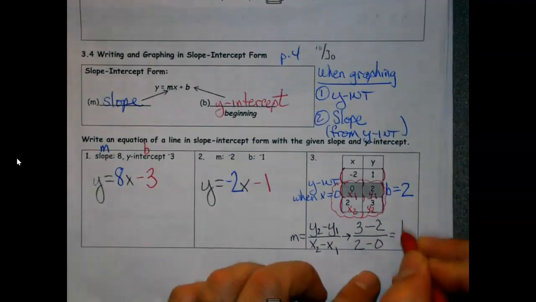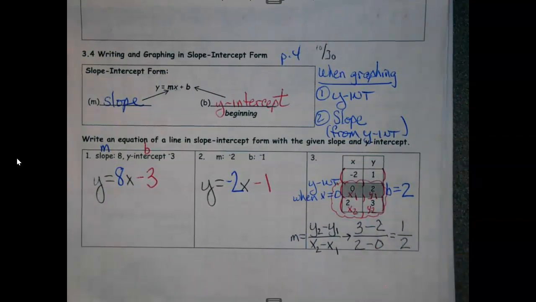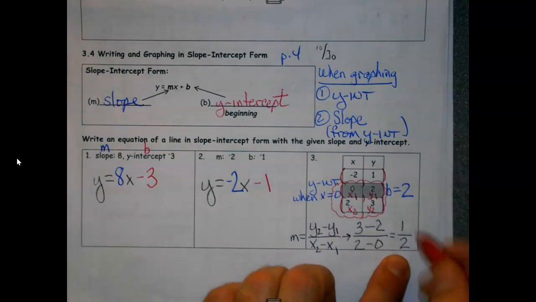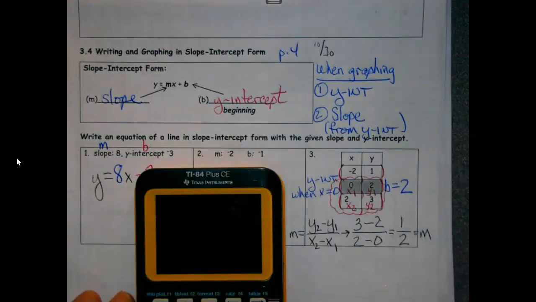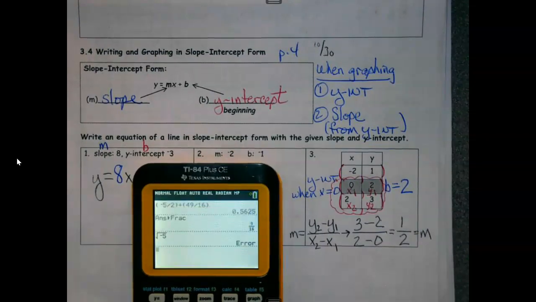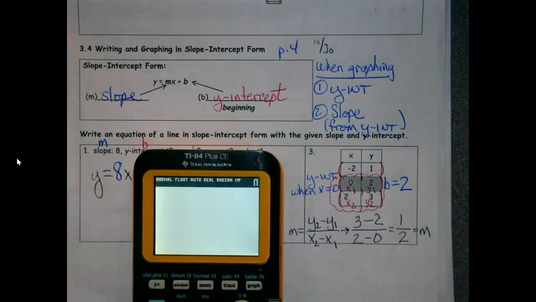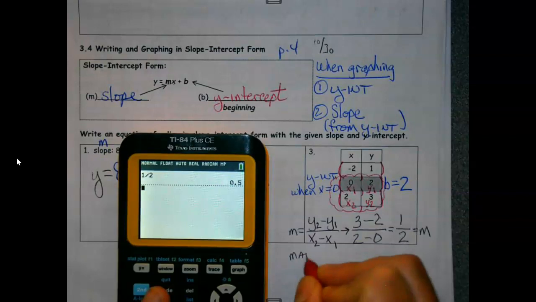Three minus 2 is 1. 2 minus 0 is 2. And I've got my slope. Now, one thing I did notice when we were on the quiz is making sure that we're staying simplified. So if you're not sure your fraction's completely simplified, you can always type it into your calculator. Just a reminder.